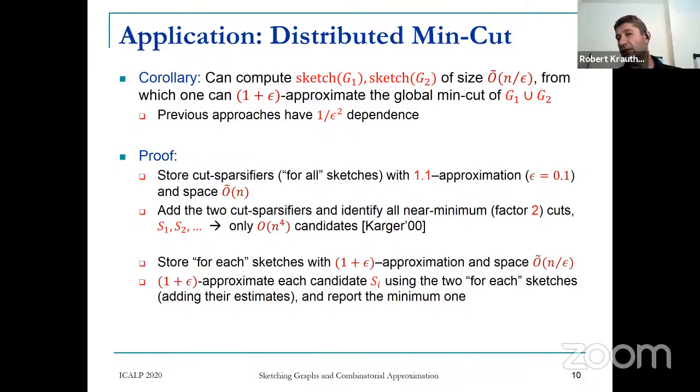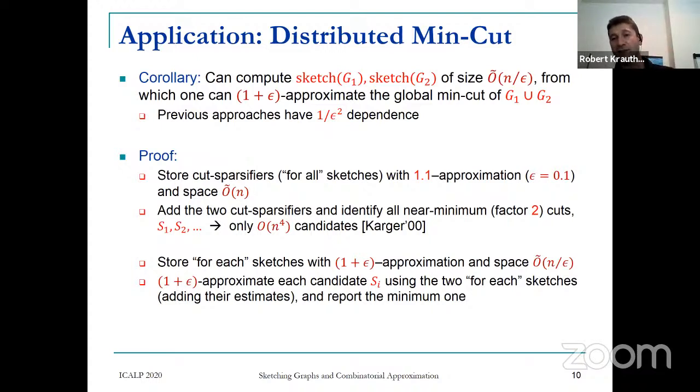How? The search space for global min cut is 2^n possible cuts, so that's too much. We cannot really try all cuts. This sketch is too weak to answer 2^n queries. But the idea is to first use the cut sparsifiers with epsilon equals 0.1, a fixed epsilon. Using that, you have a sparse version of G1 and a sparse version of G2. You merge them, and from this you compute approximate global minimum cuts, say within factor 2. This is known to have only polynomially many, order n to the 4, candidate approximate minimum cuts. So you use this cut sparsifier to identify order n to the 4 candidates. Then in parallel, you have another type of sketch, the "for each" sketch, the one that has better dependence on epsilon.